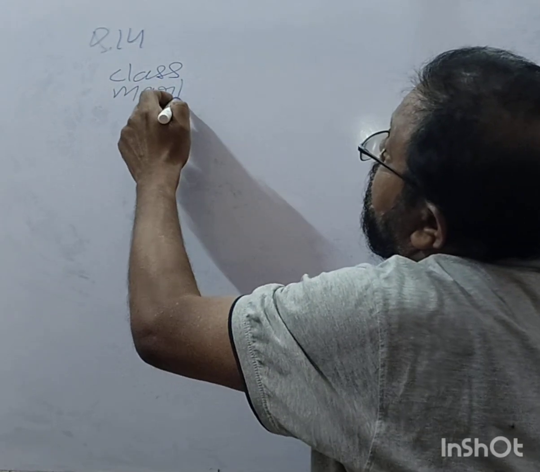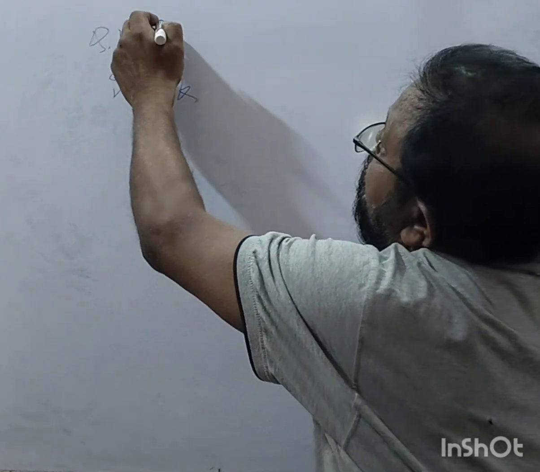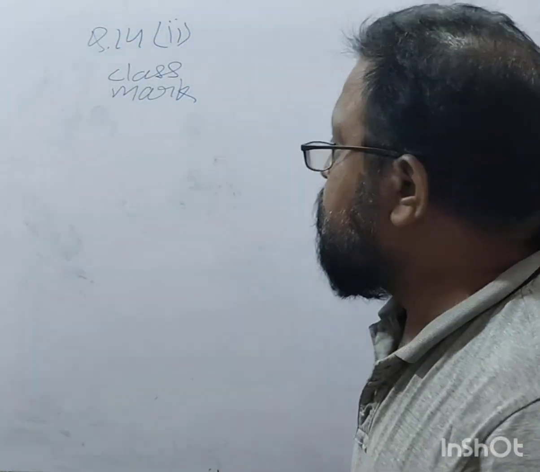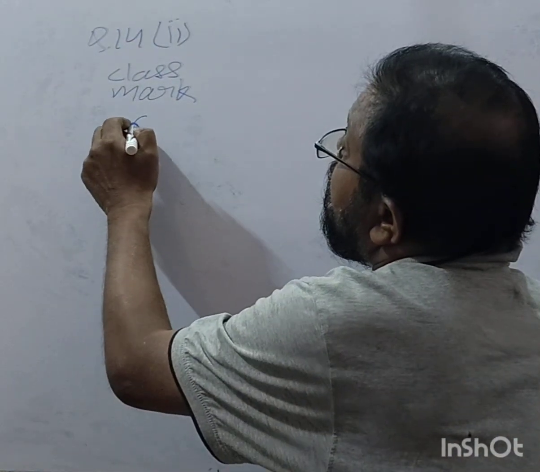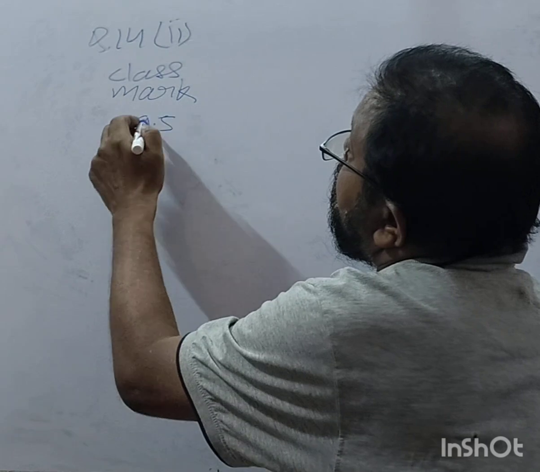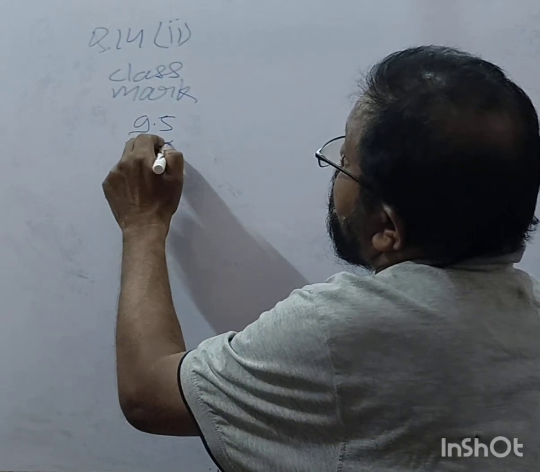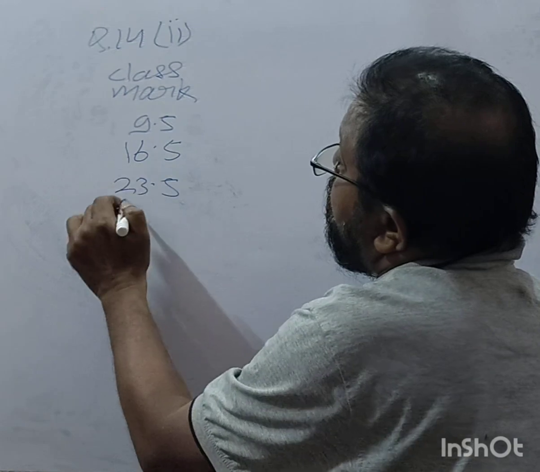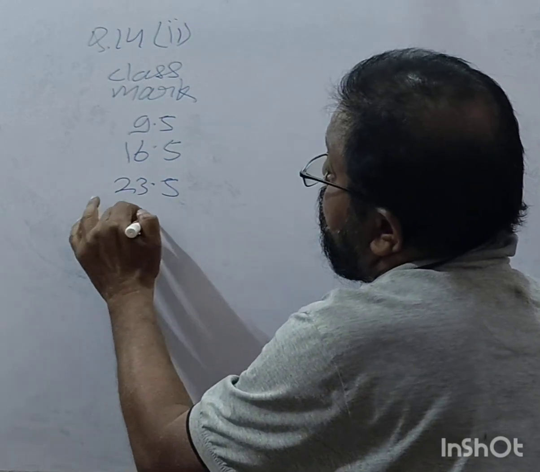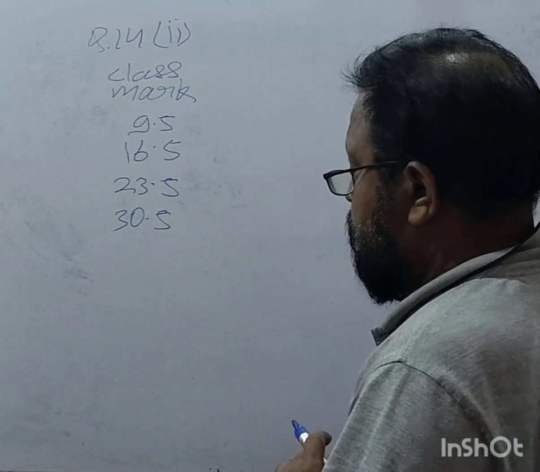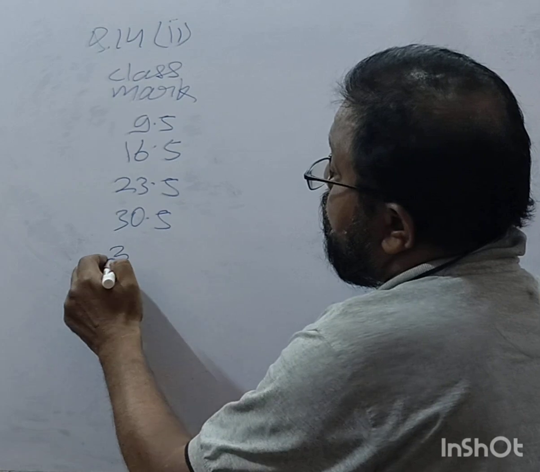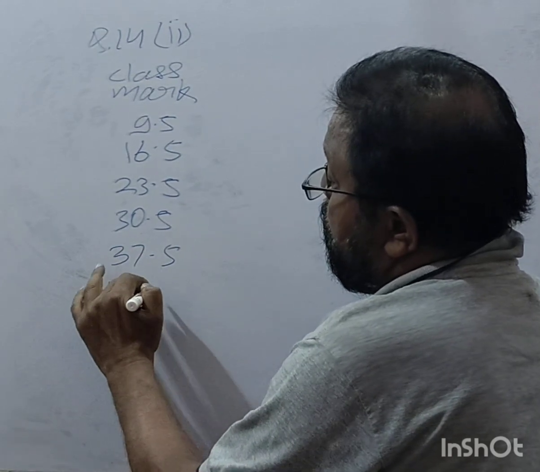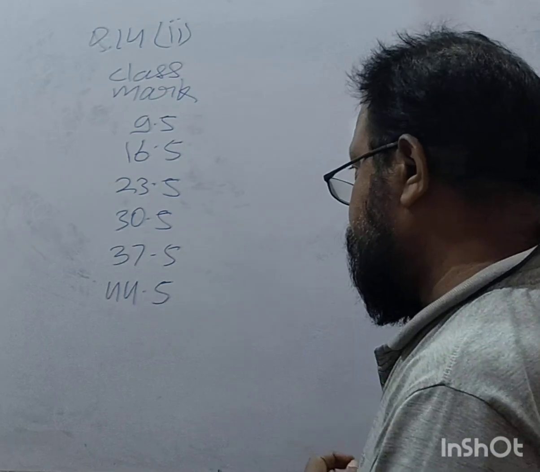Okay, that is a different one. Come to the second. What are the class marks? 9.5, 16.5, 23.5, 30.5, 37.5 and 44.5. Remind the class size.